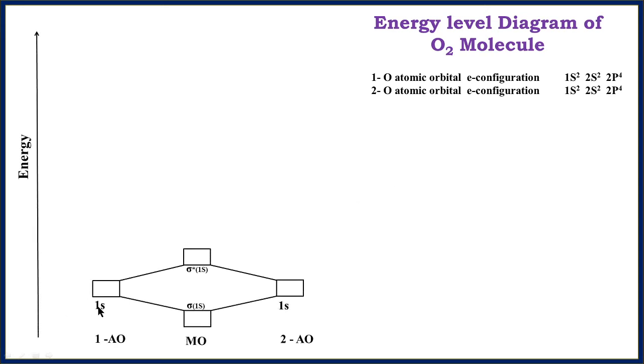Here we can see this is the 1s atomic orbital of the first oxygen atom at the left end. This is the 1s atomic orbital of the second oxygen atom, shown at the right end. Now these two 1s atomic orbitals of the two oxygen atoms overlap and form molecular orbitals. The orbital shown in the middle is the molecular orbital. The molecular orbital which has lower energy compared to the atomic orbitals is called the bonding molecular orbital. The molecular orbital which has higher energy compared to the atomic orbitals is called the anti-bonding molecular orbital.